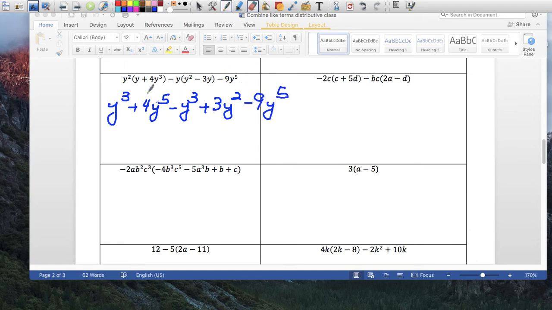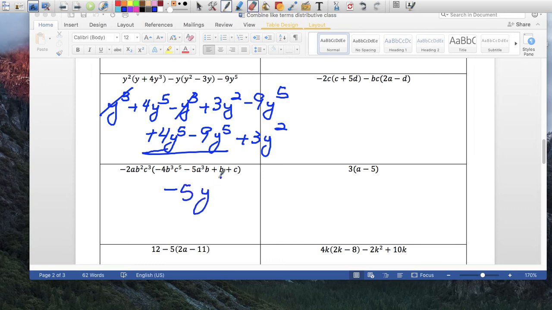Is there anything I can combine? Well, y to the third power and minus y to the third power just cancel each other out, making it 0. 4y to the fifth power I can combine with a minus, so it's going to get positive 4y to the fifth power minus 9y to the fifth power plus 3y squared. These two I can combine. Plus 4 minus 9 is going to be negative 5y to the fifth plus 3y squared.